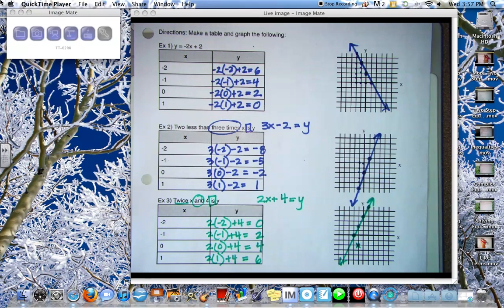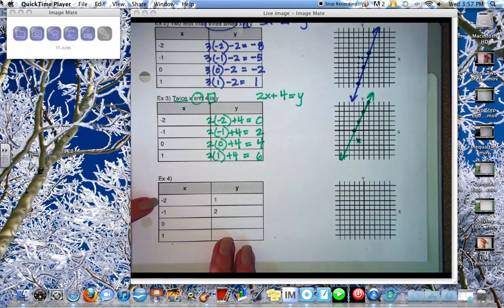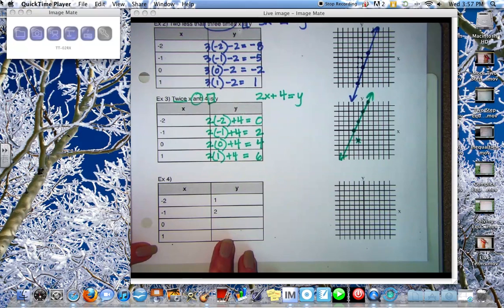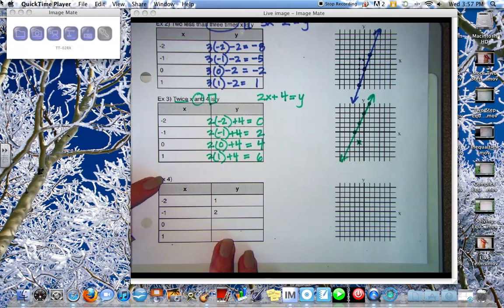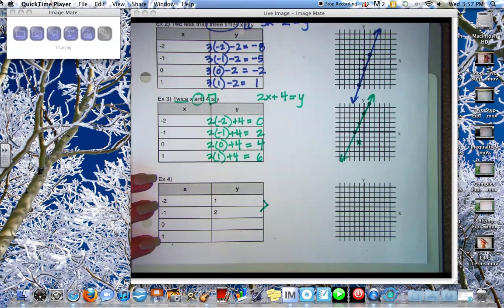All right, now we don't have an equation given to us. We just have a table. So if you look at the x's, what do you notice about the x's? They are increasing by 1. So we go from negative 2 to negative 1, 0, positive 1. Now we need to look at the y's. What do we notice happening on the y's? Looks like they're increasing by 1. So the next value here would be 3, and the next value should be 4.